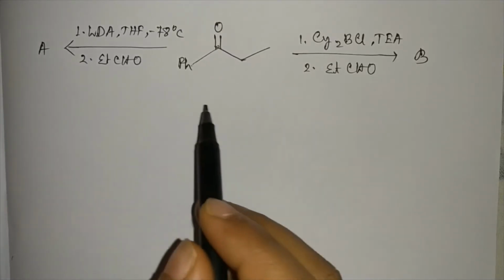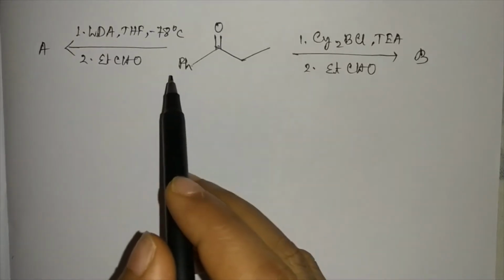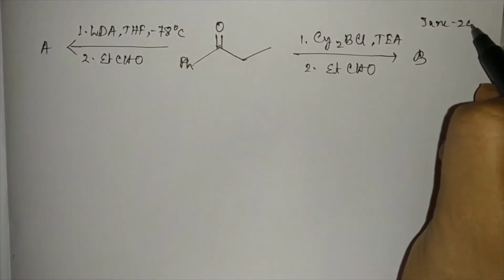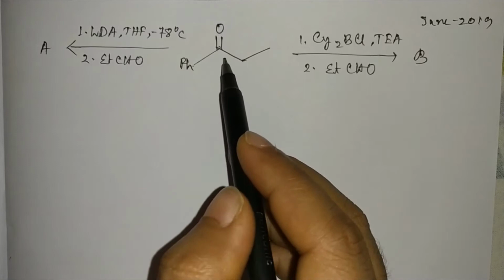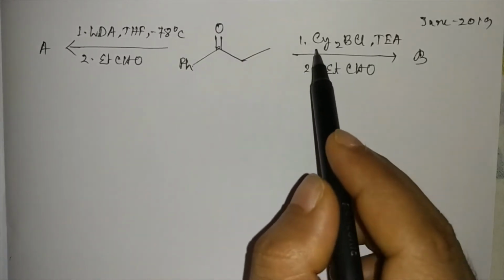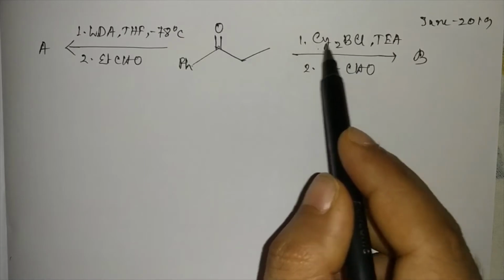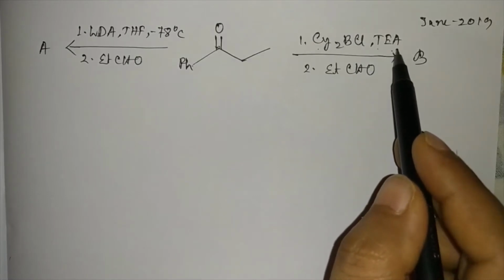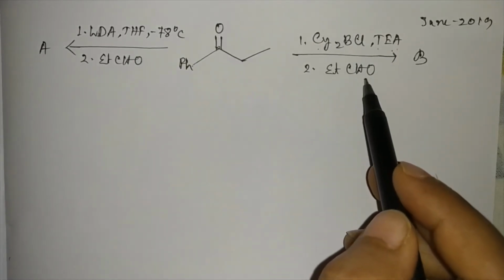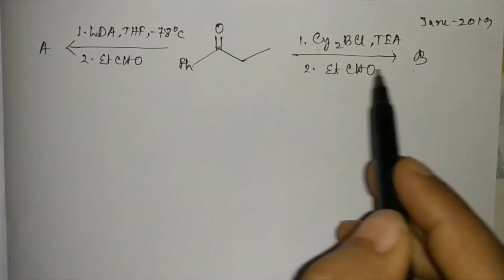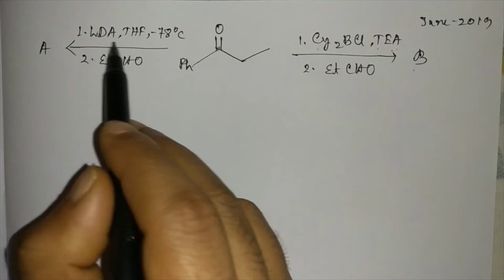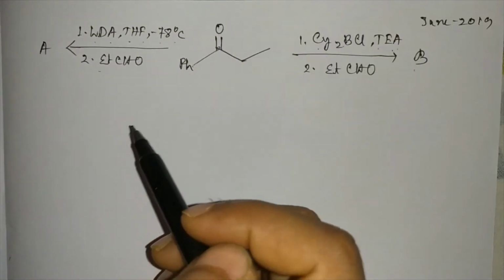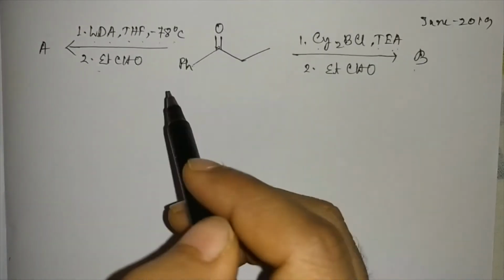Today I am here with an interesting question which came into CSIR-NET June 2019. This is a ketone which is treated with Cy2BCl, dicyclohexyl boron chloride, in triethylamine, and then EtCHO. The product A is formed. And in another reaction, in presence of LDA, THF, minus 78 degree centigrade, EtCHO, product A is formed. So in two conditions, what will happen?